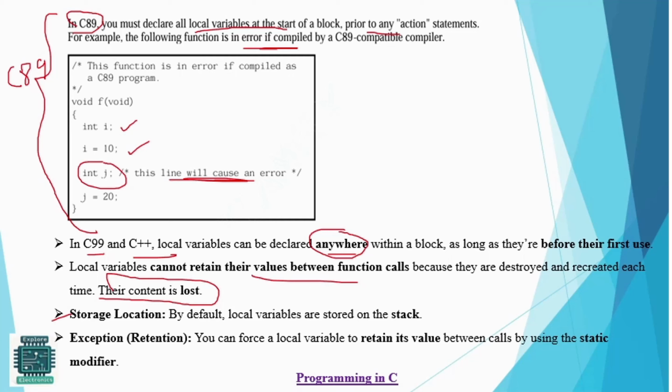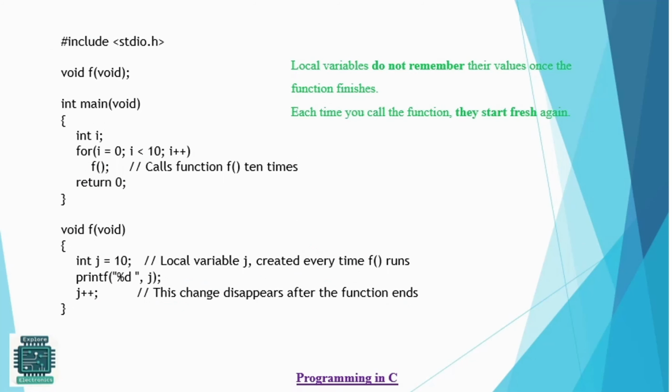Okay, storage location. When it comes to storage location, by default, local variables are stored in a stack. The exception is retention. You can force a local variable to retain its value between calls by using the static modifier. As we mentioned, among all the modifiers we have a modifier named static. If we use this word while declaring it, we can retain its value. Okay. Now let us take another example. Here, local variables do not remember their values once the function finishes. Each time you call the function, it starts fresh again. Now let us understand these two points with this example.